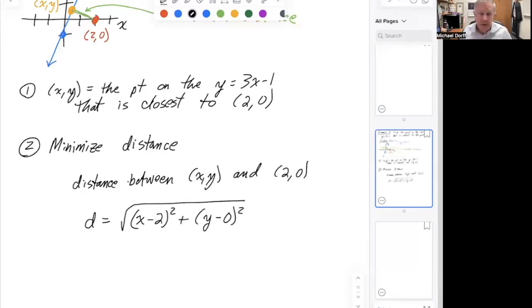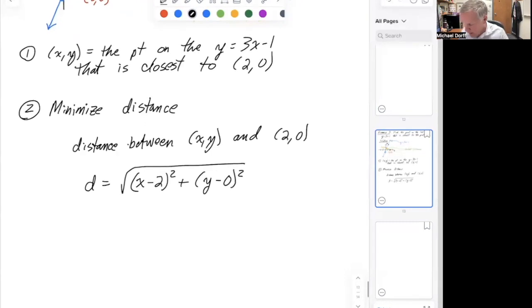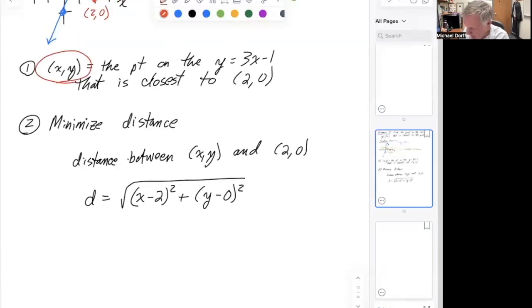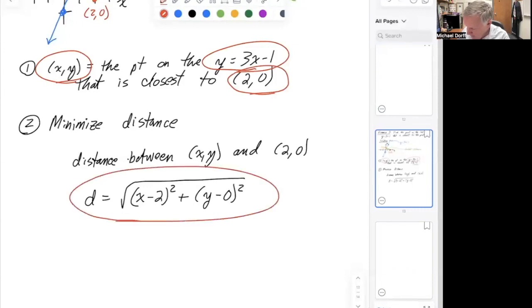All right, that actually is a variation of Pythagorean's theorem. So we're taking the differences of the X's, squaring it, and adding to that the differences of the Y's and squaring it, and then we take the square root of it, and that will give me my distance. Okay, so that's the distance formula. So great, we've got now our variables X and Y. We know that Y equals 3x minus 1. We've got the point 2, 0, and we've got this distance formula.